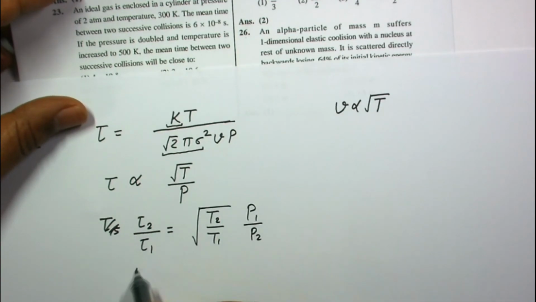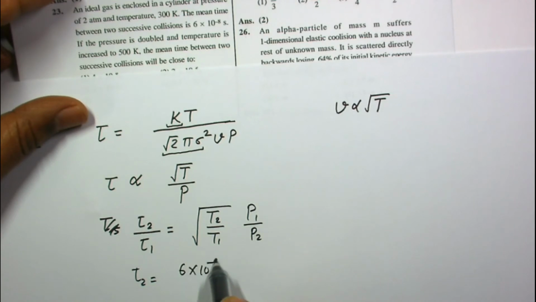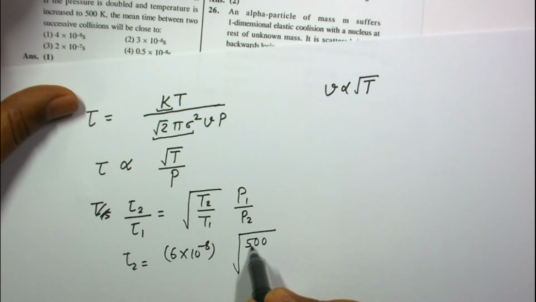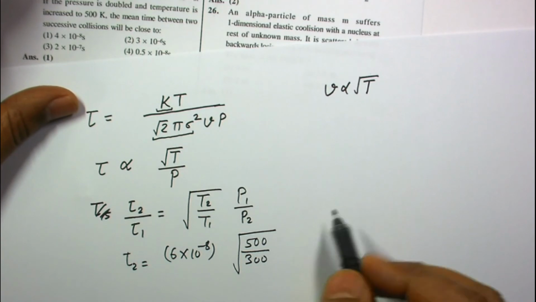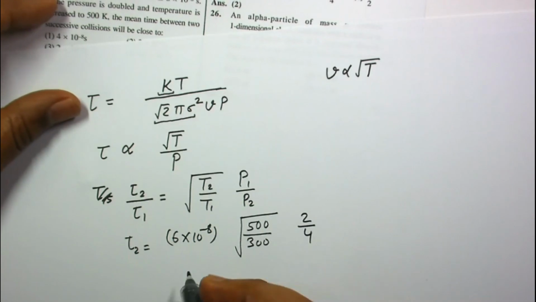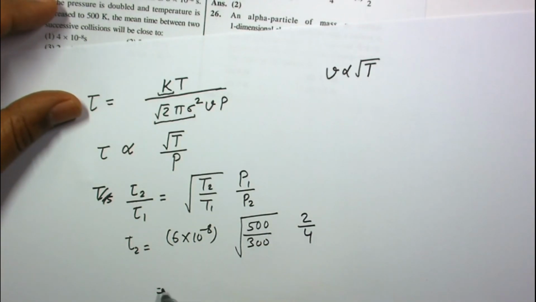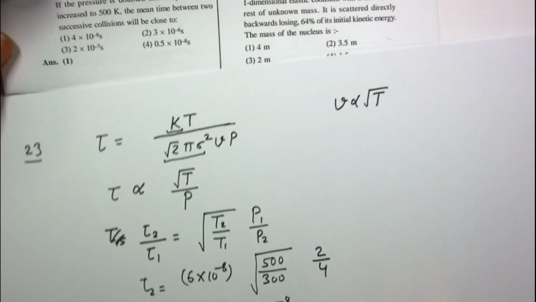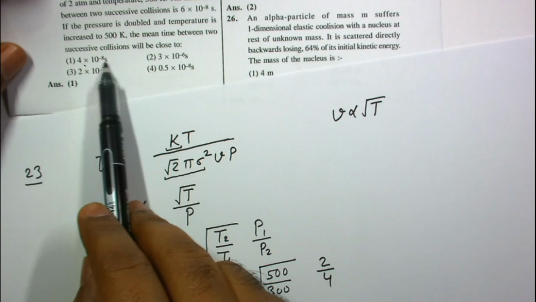Just plug in the values. Initially it is 6 into 10 to the power minus 8. The temperature T2 is 500 Kelvin. Initially it was 300 Kelvin. Pressure is doubled. P1 was 2 and now it is 4. On calculation, it is approximately 3.87 into 10 to the power minus 8 seconds. And the closest choice from the options is option number 1, 4 into 10 to the power minus 8 second.